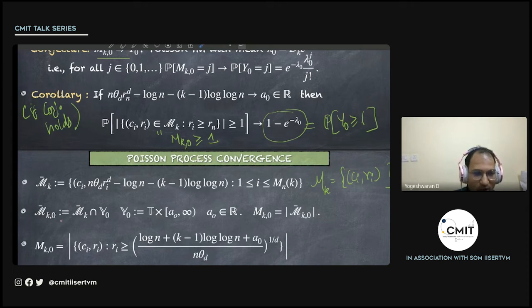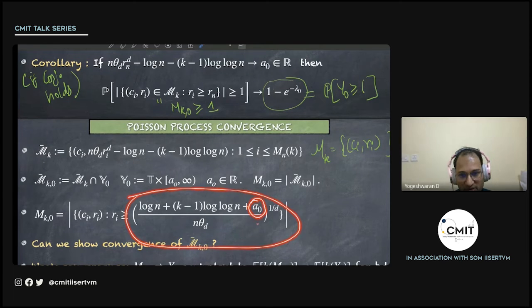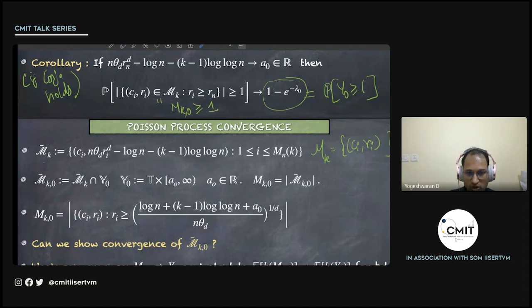Now, I look at all those points in mk bar whose levels satisfy this condition. They lie in this interval, a0 to infinity. mk0 is the total number. What you can observe very trivially is that mk0 is the same as what we defined before: the number of critical points whose level is larger than this value. Okay, a0 is here, so this is some threshold.